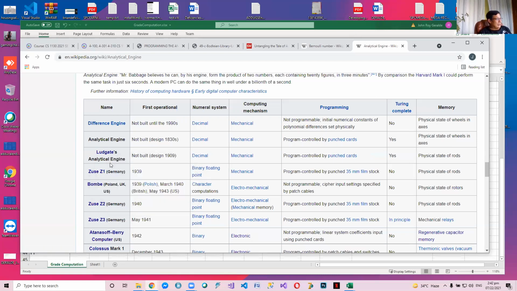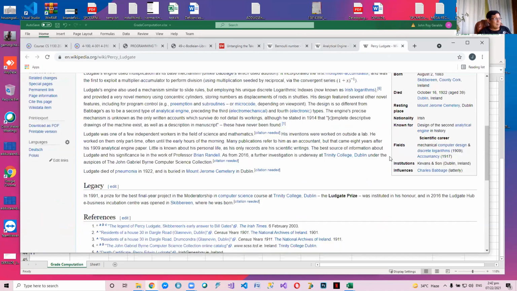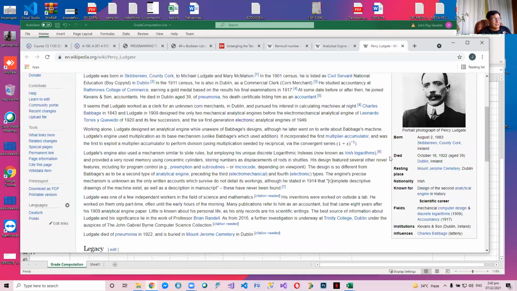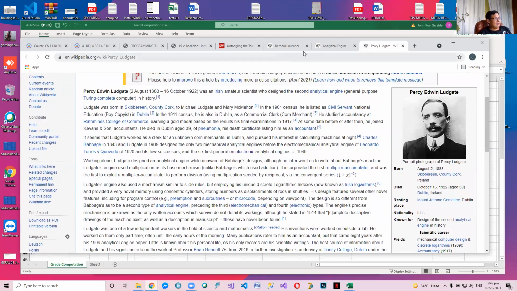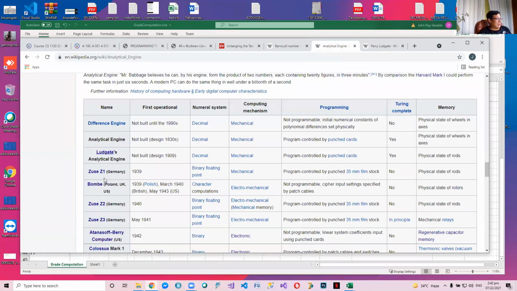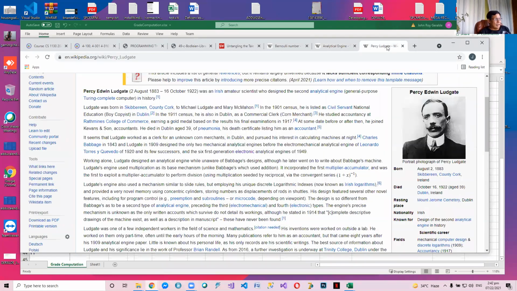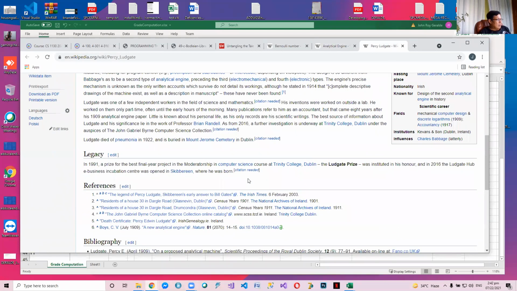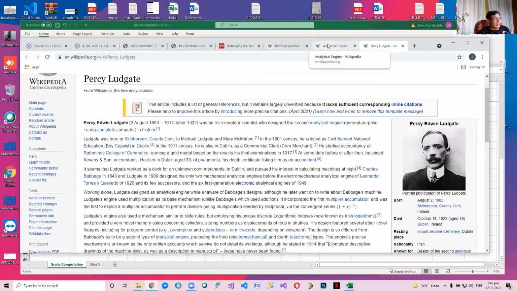So Ludgate, an Irishman, tried to reinvent the analytical engine during 1909, which also was not successful because there was not enough technology. Now instead of using wheels, he used state of rods. We will look at this. Rods, because the state of rods is either magnetized or unmagnetized. So there's a way to do that using magnetism. There's nothing about Ludgate yet, but we will look at that.